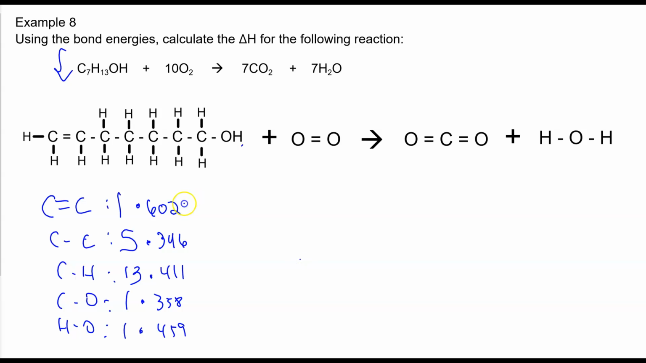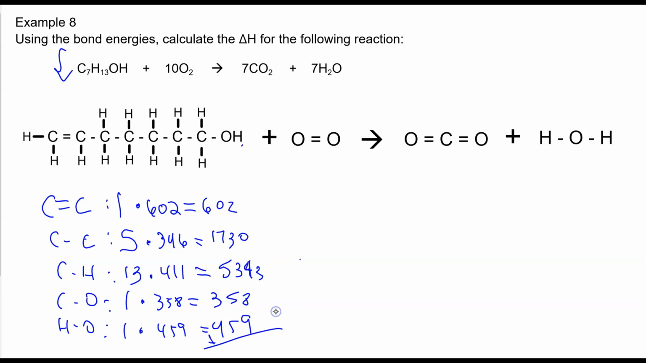Okay, so we're going to do the math here. We get 602, we get 1730, we get 5343, we get 358, we get 459. And now we're going to total those. We add those up, and it's 8492. So that's just that first structure. Is there a multiplier in front of it? There is no number here, so there's no multiplier. It's going to stay 8492.